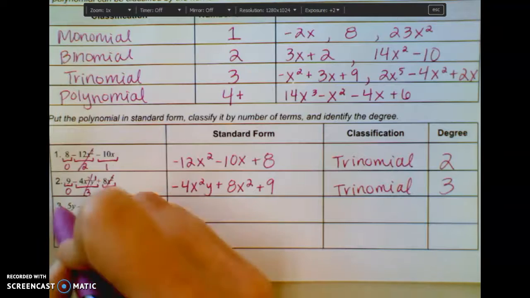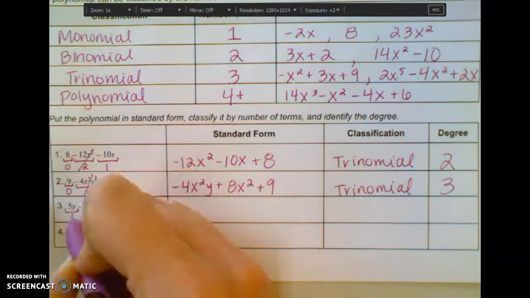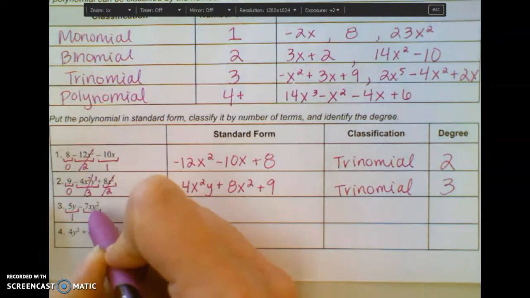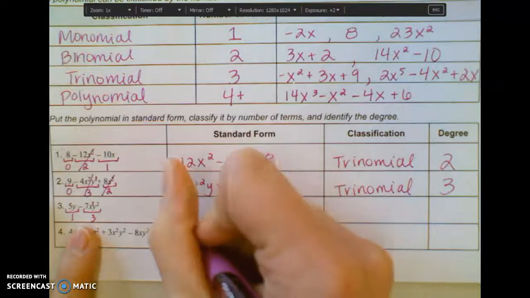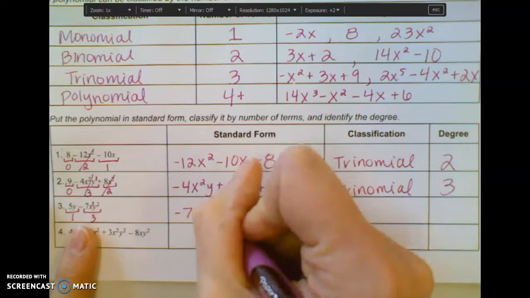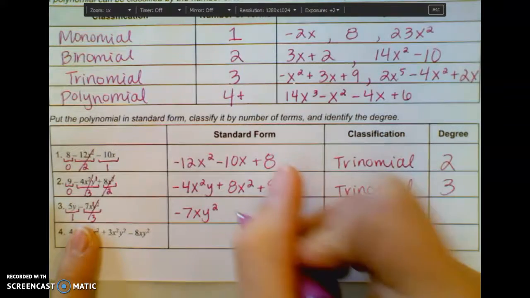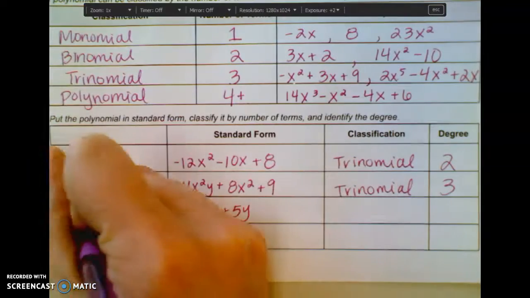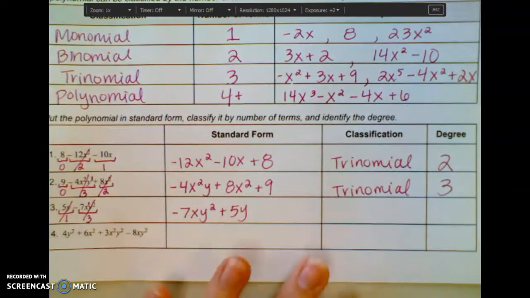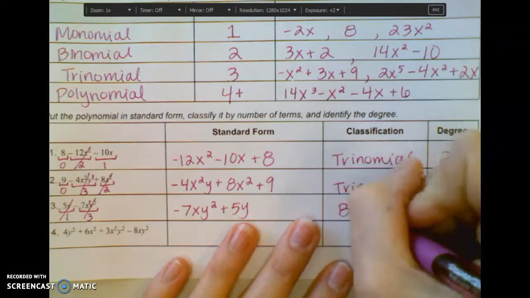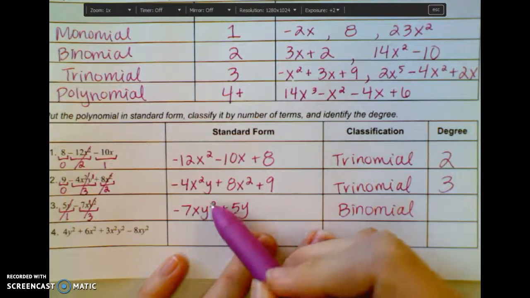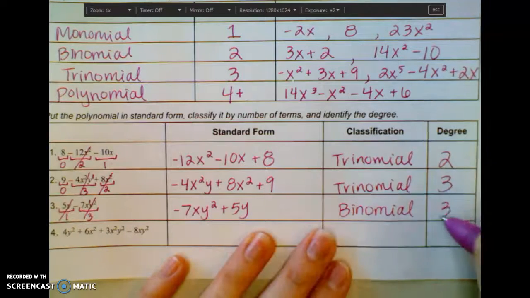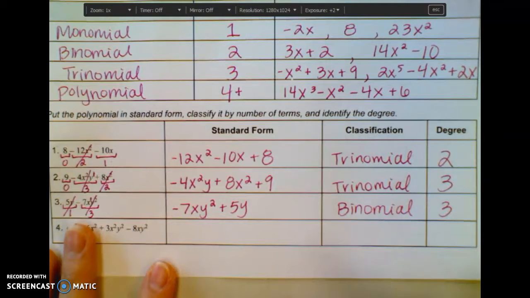All right, let's check these together. 5y has a degree of 1. Negative 7xy squared has a degree of 3 because the x we know has a 1. So let's put them in standard form. Highest degree goes first. That's negative 7xy squared. Then that positive 5y comes last. Well, this has 2 terms. Therefore, it is a binomial. We need the degree of this binomial. The degree is going to be 3 because that is the degree of the highest term.